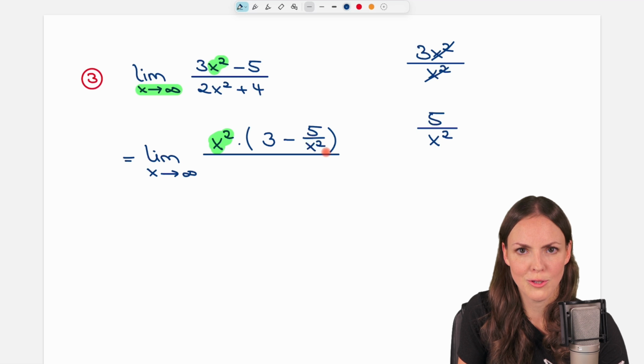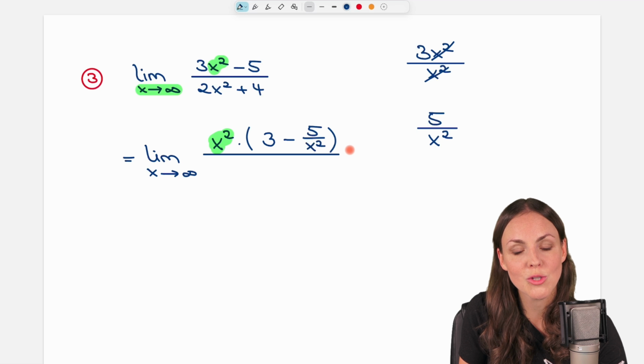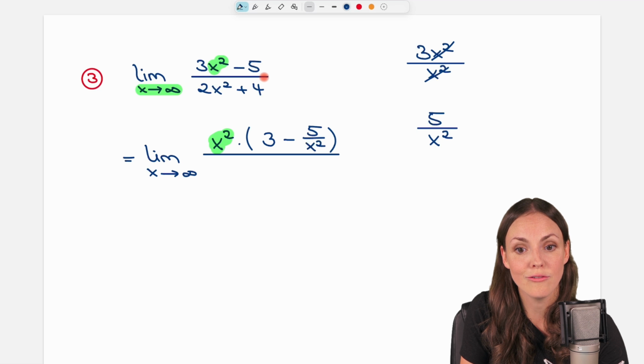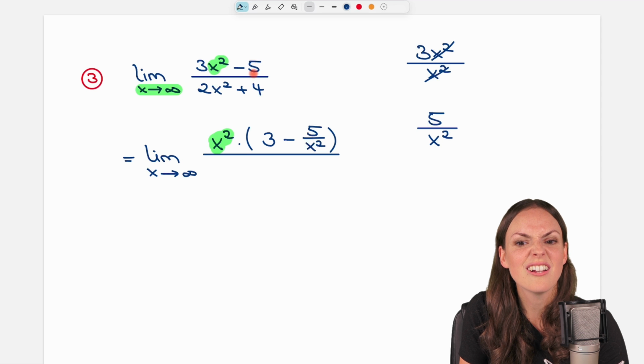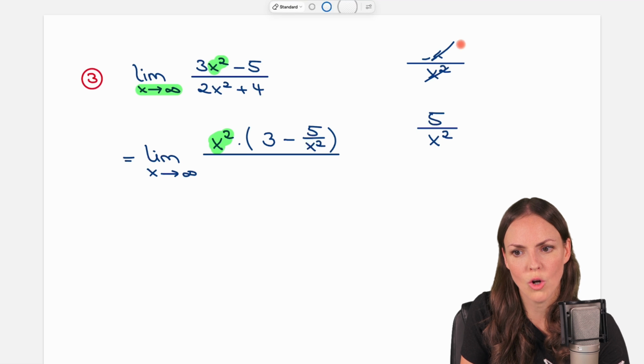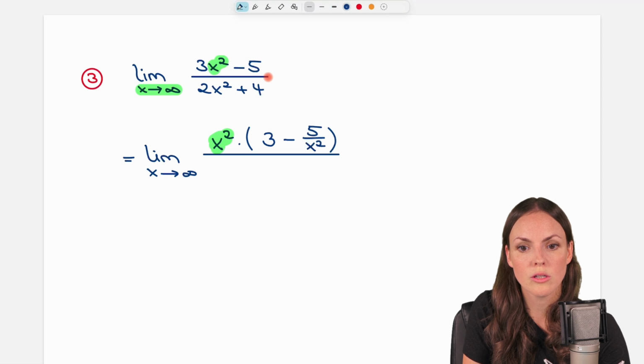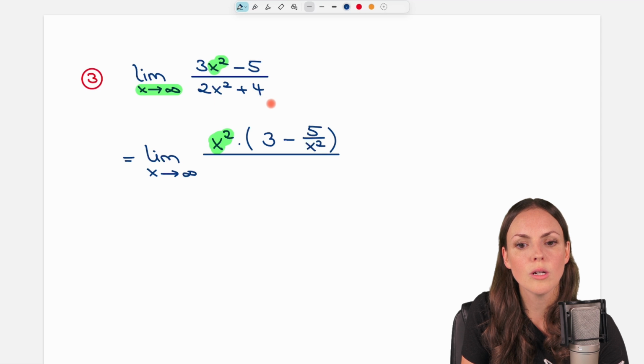This is a little bit confusing at the beginning to get used to, that we can factor things out that are not even there. Then we get a fraction in the end. Okay, so this was the numerator. What about the denominator? Same thing.